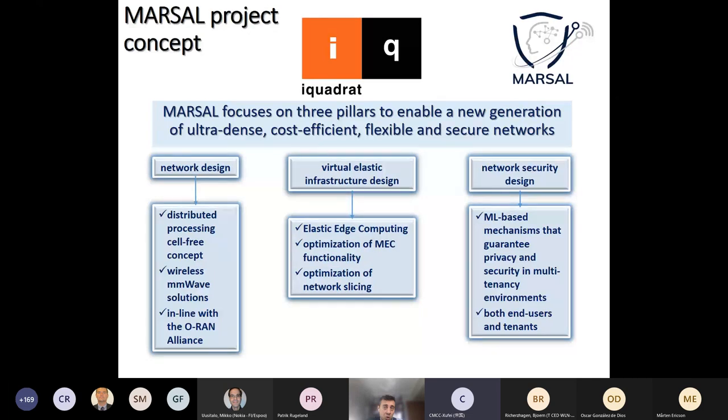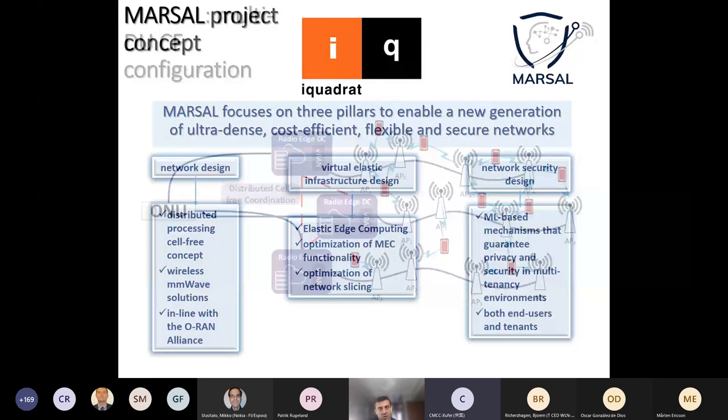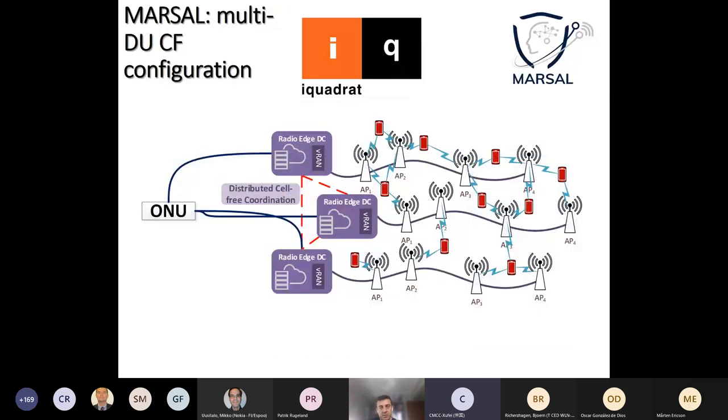Regarding the architecture, let's start with the radio edge part. We consider two different approaches for the radio edge. The first solution is based on the distributed processing cell-free concept, as we call it, where we are working on the development of a novel cell-free paradigm, where we disaggregate the classical CPU node of the cell-free concept into multiple distributed units, DUs, supporting distributed computation and coordination between access points and between the DUs.